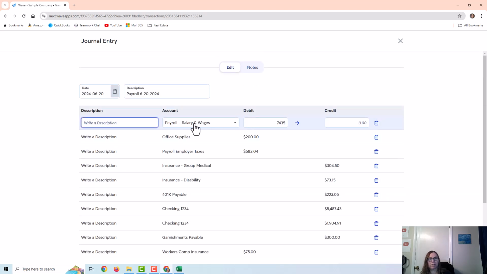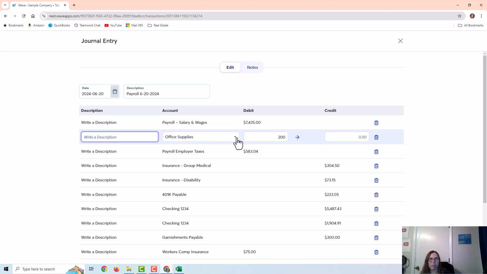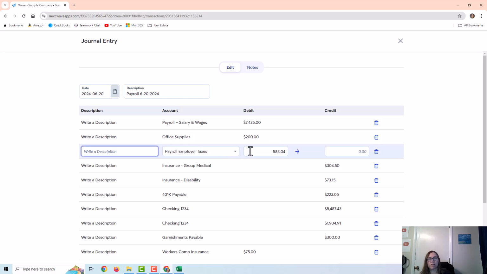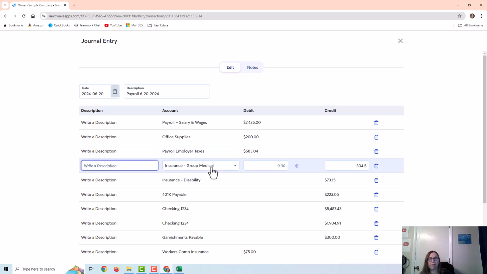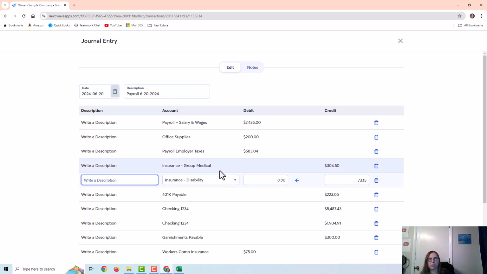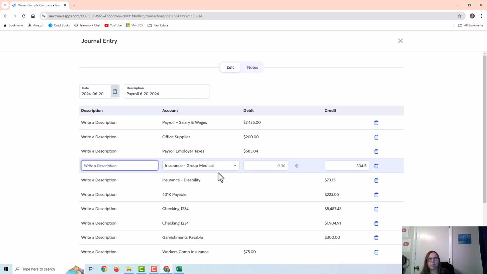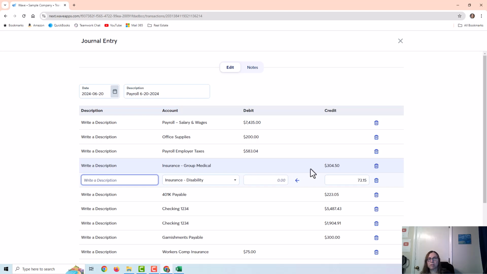So we have gross wages here as a debit to the salary expense account. Anytime you have an expense, you're adding to the expenses of the business, so you're adding with debits. You increase expenses on the debit side. And then office supplies was a reimbursement. Payroll employer taxes, that would be like the employer's portion of the FICA tax. It would be unemployment tax and things like that that the employer has to pay. The employees had deductions for insurance. They contributed part of the insurance cost, so those would be subtracting from the business's expenses. So these expense accounts are credits.